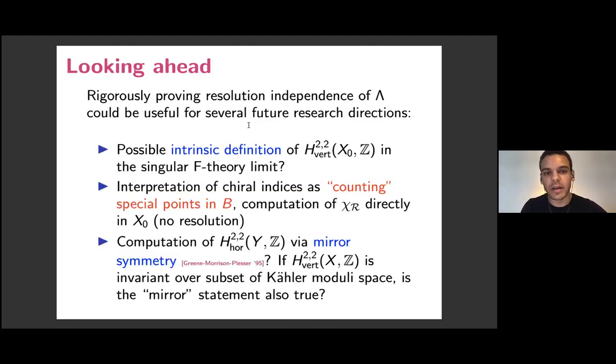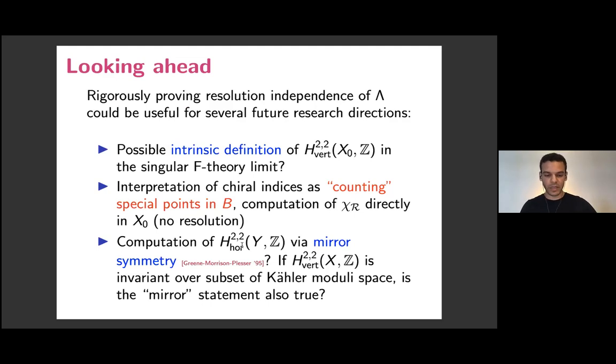Looking ahead, let me wrap up very quickly. I think it would be very interesting and useful to rigorously prove the resolution independence of this lattice. It could be useful for several future research directions. One of them is a possible intrinsic definition of the vertical cohomology subgroup in the singular F-theory limit. There's also the possibility of interpreting the chiral indices as counting special points in the base. And this would potentially lend itself towards a computation of chiral indices directly in the singular limit, without the need to go through the process of resolving the singular geometry.